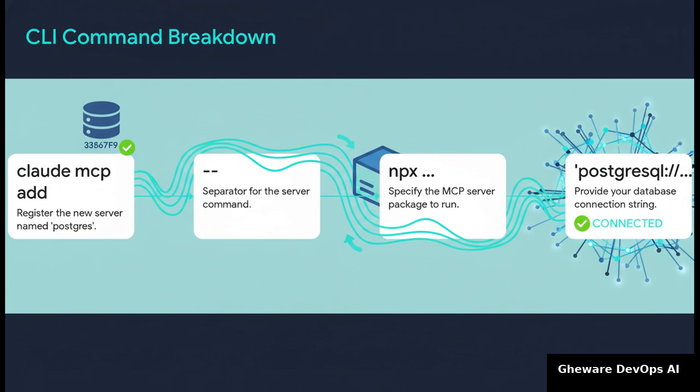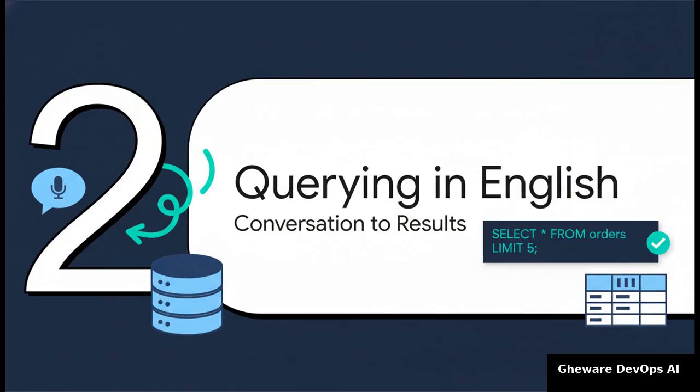Now, you'll see we're using an admin user here for the demo, but hang on, because we're going to talk in a minute about why you absolutely must use a read-only user in production. After that, just restart Claude and you're in. And just like that, the setup is done. Seriously.